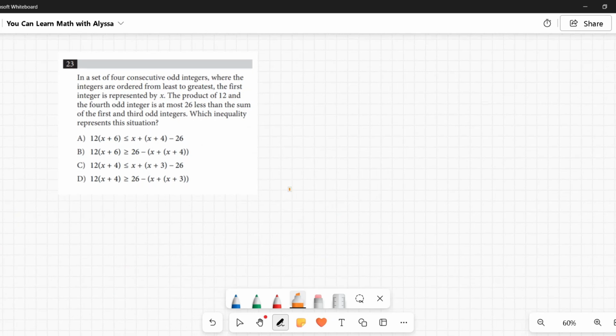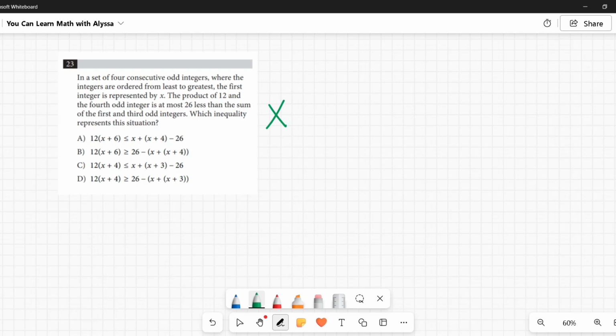Number 23. In a set of 4 consecutive odd integers where the integers are ordered from least to greatest, the first integer is represented by X. The product of 12 and the fourth odd integer is at most 26 less than the sum of the first and third odd integers. Which inequality represents the situation?